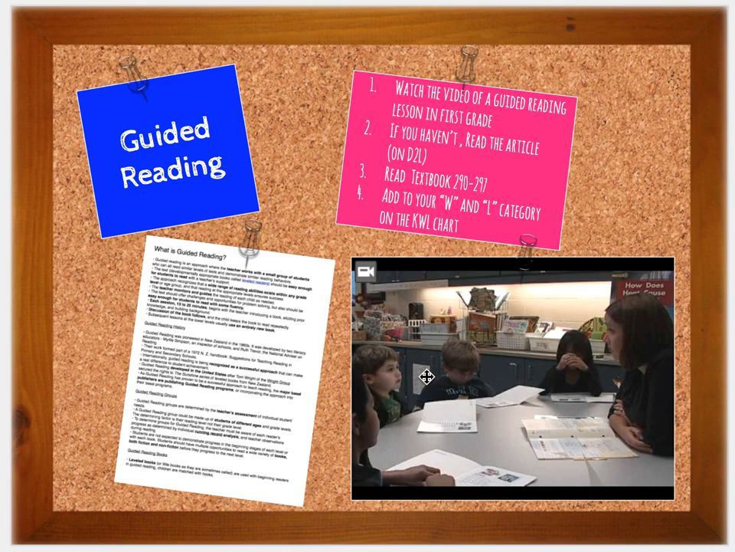Also, if you haven't had a chance to read the article on D2L, What is Guided Reading, and pages 290 to 297 in your textbook, those will help you answer the questions and the KWL chart. So through this process, add anything else that you want to know about guided reading, and then also fill out what you learned about guided reading. At the end of this process, I want you to highlight anything that you did not learn but you still want to know, and I will answer that for you when we post at the end of the week.